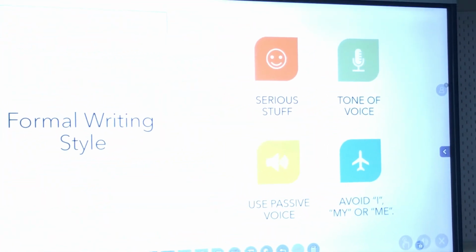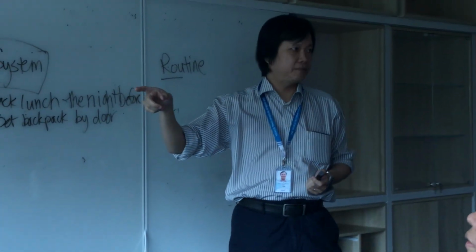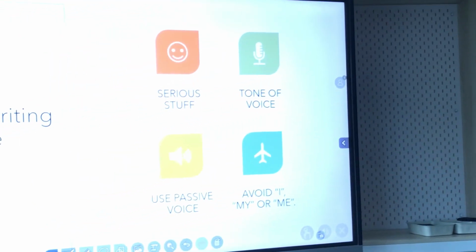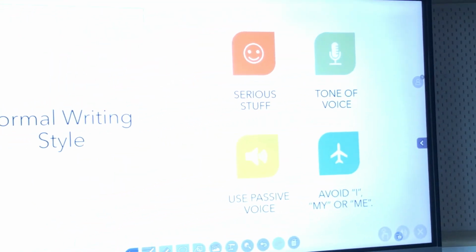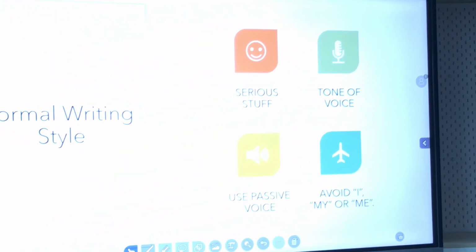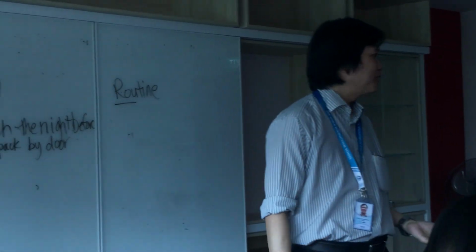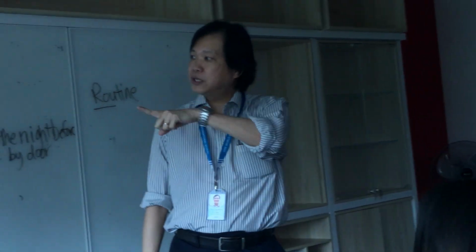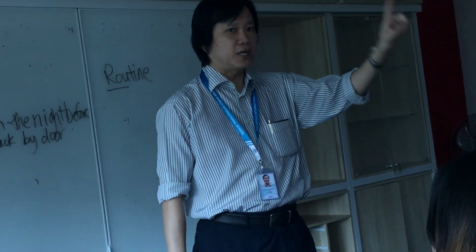Now, in a formal writing style, we are talking about serious stuff. Your tone of voice must be accurate. Please don't start your essay by saying, "Hi, today we are going to talk about how women is superior to men." No, that's not a serious tone. We are talking serious stuff. Your tone of voice must be correct in your assignment.